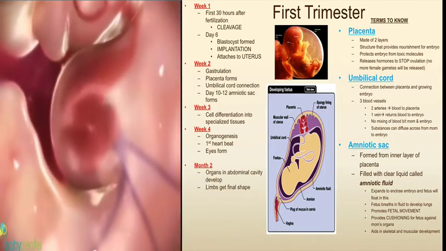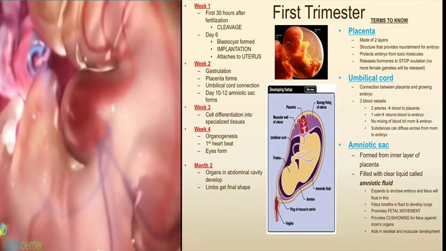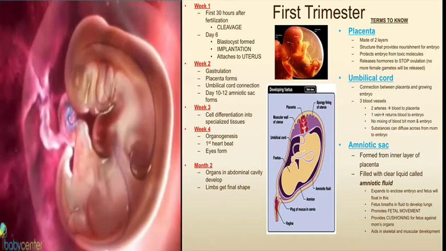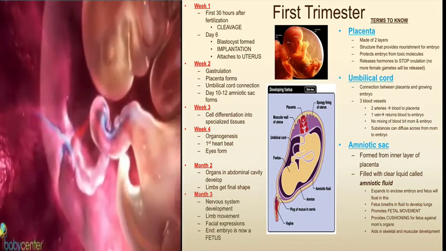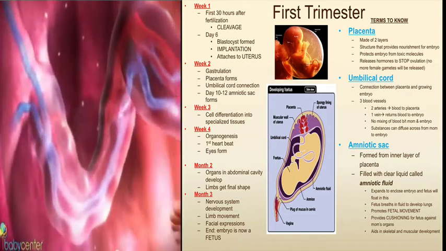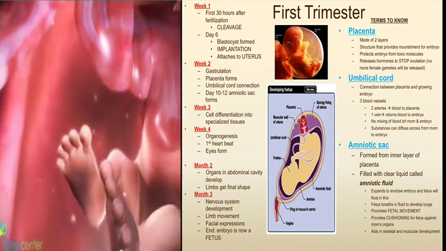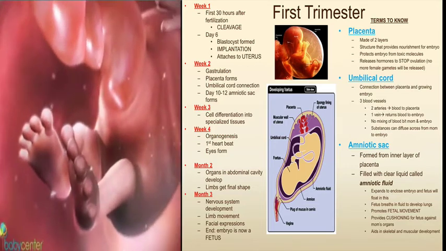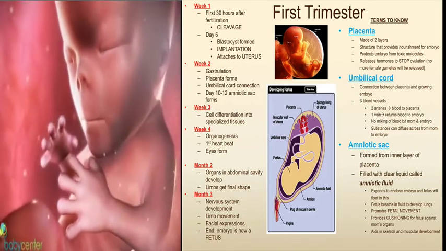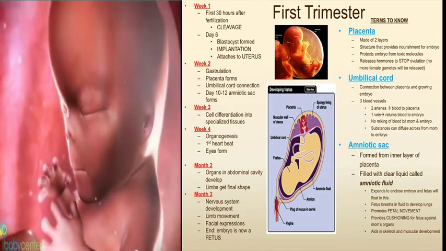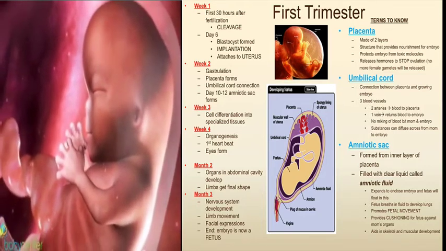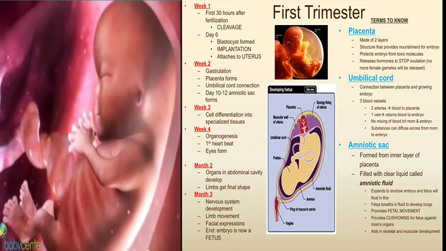Okay, during weeks 5, 6, 7, and 8, which is month 2, this is where the organs in the abdominal cavity are going to begin to develop. The limbs, the arms, and the legs get their final shape. And then finally, in the 3rd month, we're going to see the nervous system start to develop. That's going to be the neurulation that we talked about earlier, that spinal cord, and the brain will come from what we call the nodal cord. The limbs will begin to move a little bit more. We'll start to see some facial expressions, and at the end, instead of having just an embryo, we can now call this structure a fetus.